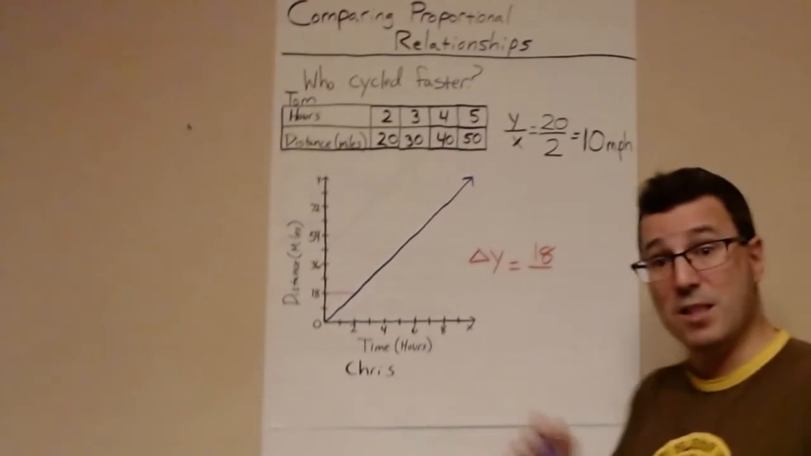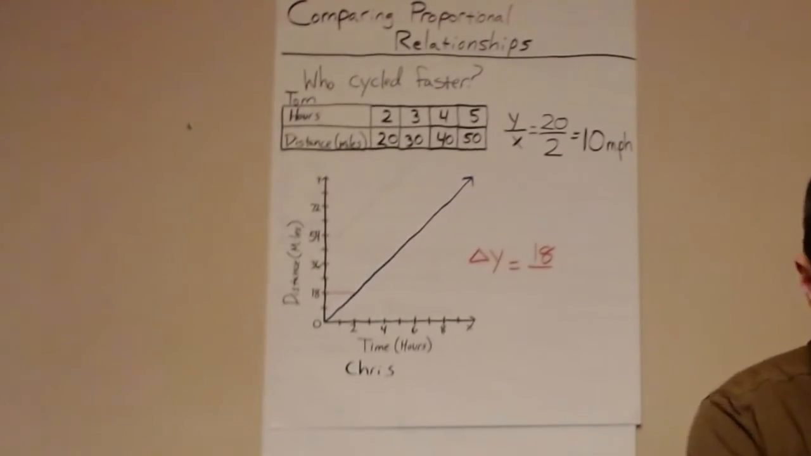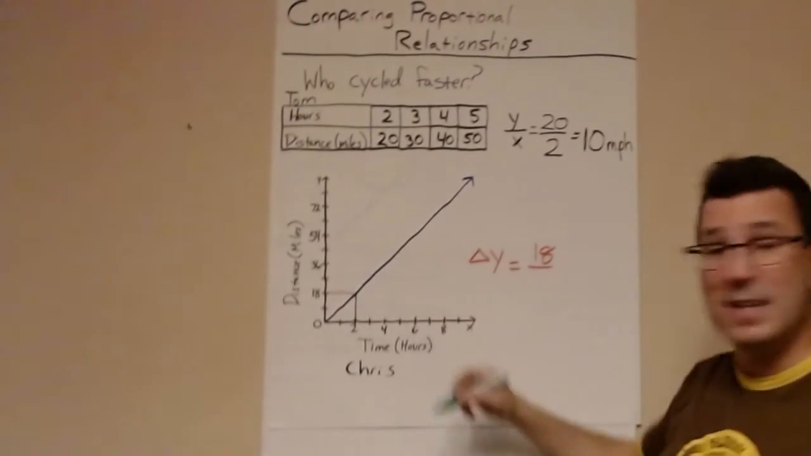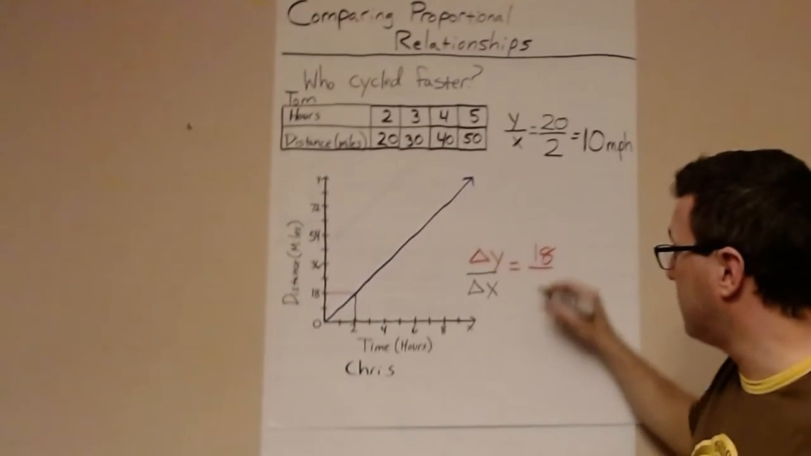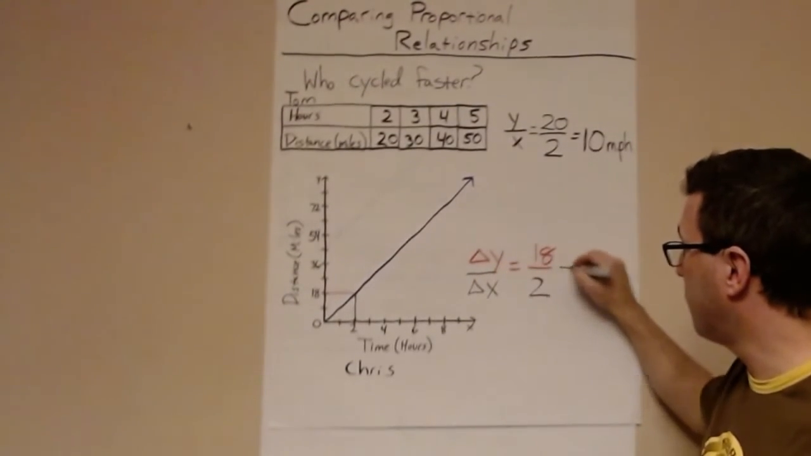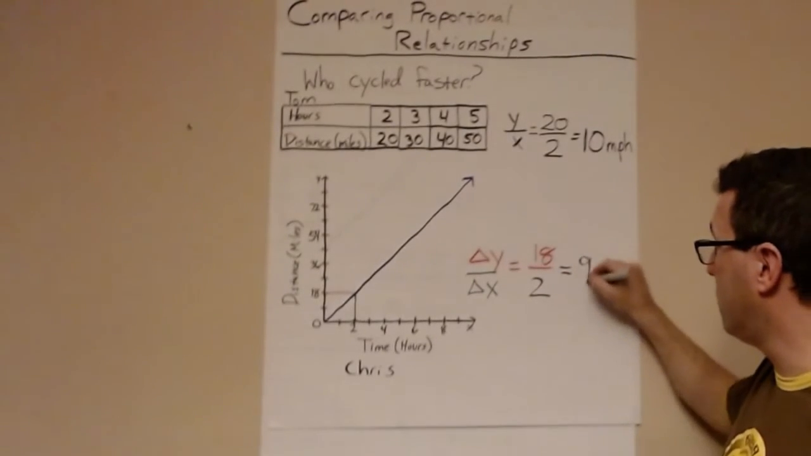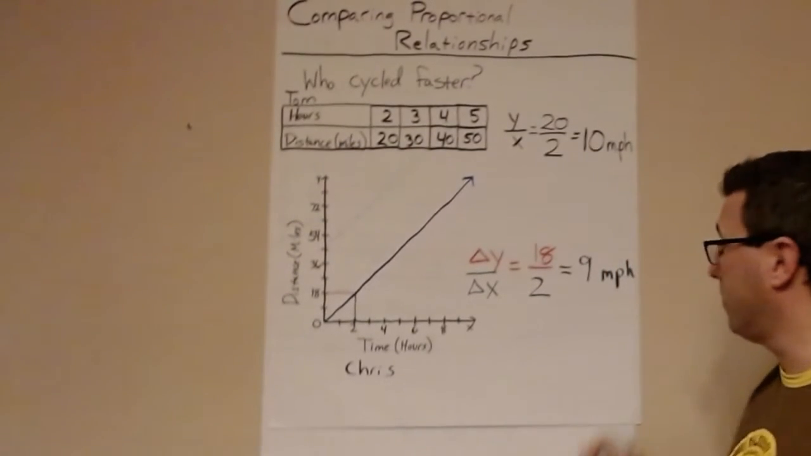And then I'm going to look at the change in my x. Actually, I'm going to use a different color here. Use green. And that same point is at 2. So that's my change in x. And when I do that, 18 divided by 2, that's 9 miles per hour.